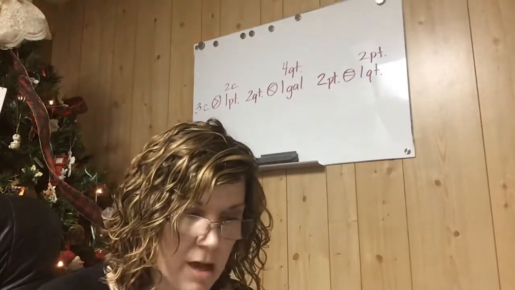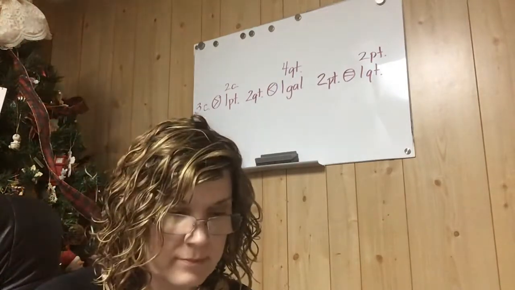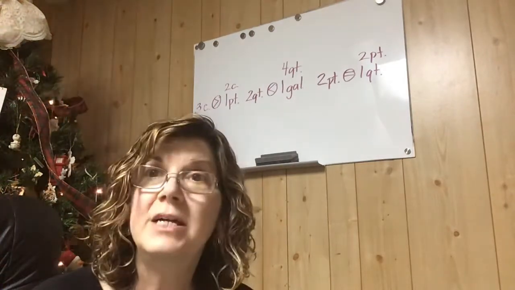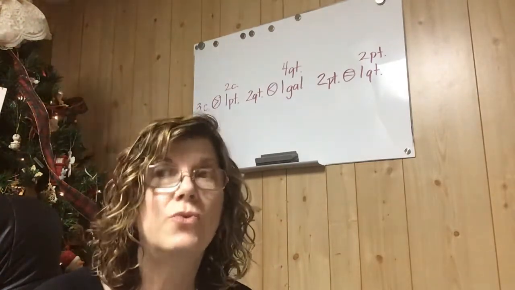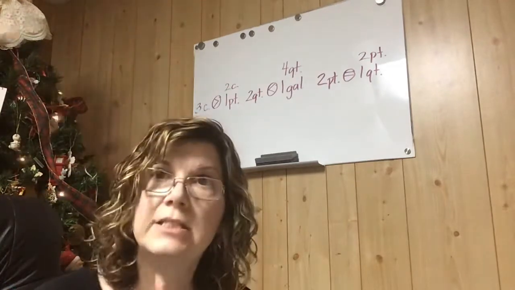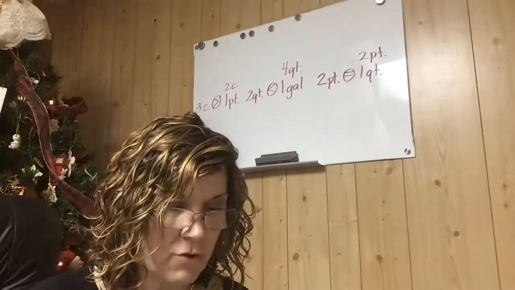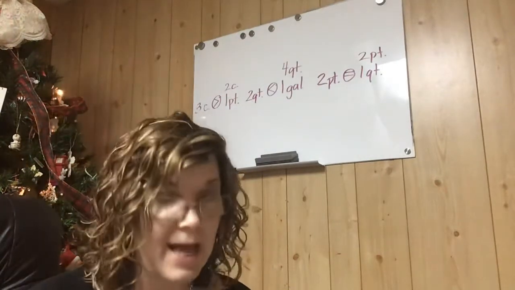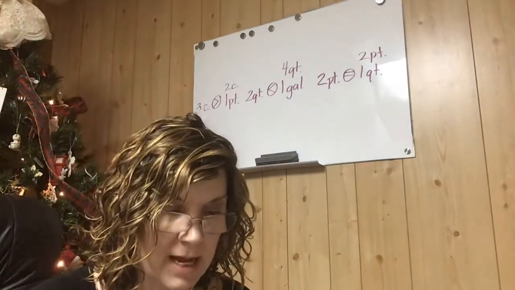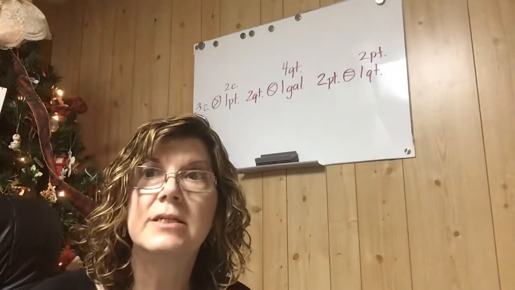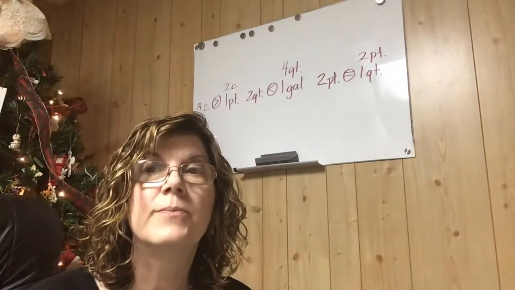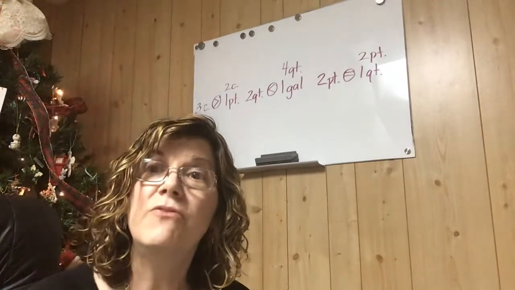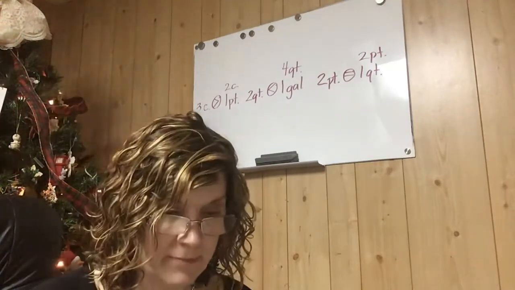All right, now we're going to match up the measurements. Let's look at the first one. It says 2 pints. 2 pints in a quart. So match up 2 pints to 1 quart. Then 4 quarts. 4 quarts in 1 gallon. So match up 4 quarts to 1 gallon. And the last one says 2 cups. 2 cups in a pint. 2 pints in a quart. 4 quarts in a gallon.